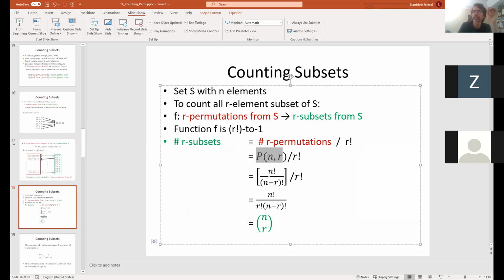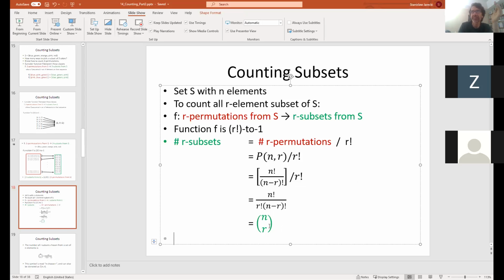So what is inside here? It's n factorial divided by (n minus r) factorial, but I still have to carry this out. So it's this, and it's n factorial divided by r factorial and (n minus r) factorial. And it has a special symbol. It's n over r in brackets. This symbol is called combinations. It's the number of r element subsets of an n element set. This is the only thing the symbol stands for.